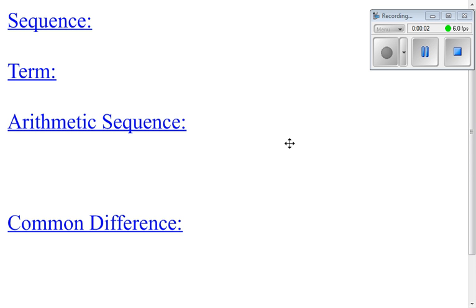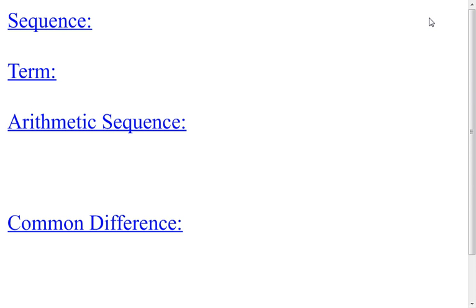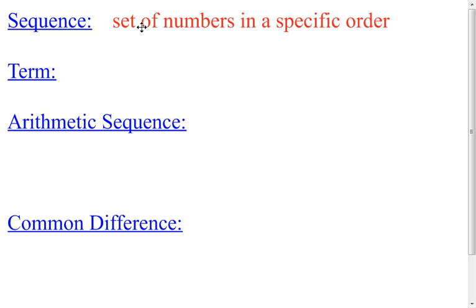In this lesson, we will be looking at a series of numbers and determining whether it creates an arithmetic sequence or not. So first of all, a sequence is a set of numbers in a specific order. I'm sure you've seen a lot of these on standardized tests where it gives you a series of numbers and then it says predict the next number. That's a sequence. A term is just one of those numbers in that set of numbers.